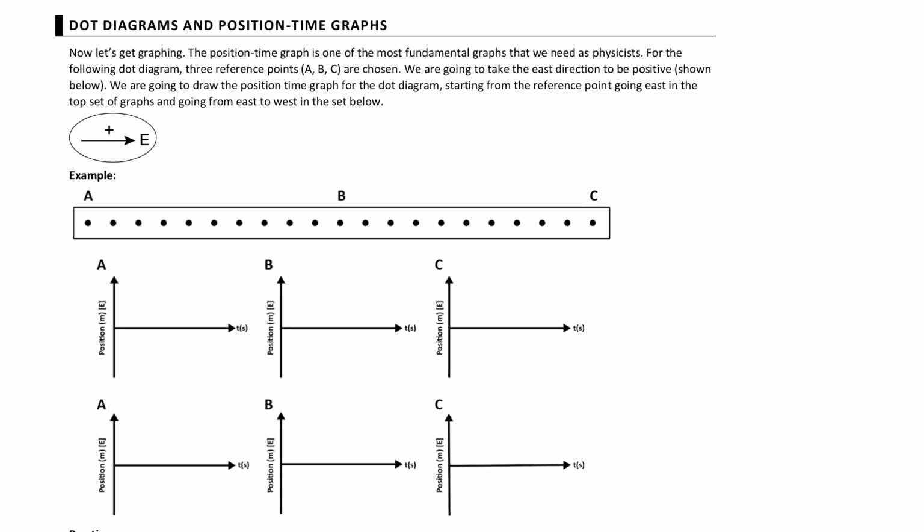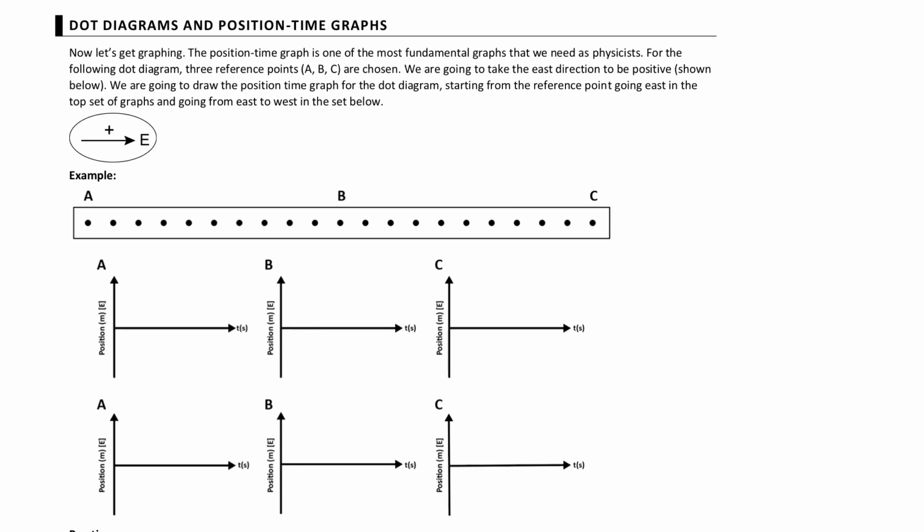Okay, dot diagrams and position time graphs. Let's get graphing. The position time graph is one of the most fundamental graphs that we will need as a physicist. For the following dot diagrams, 3 reference points, A, B, and C, are chosen. We are going to take the east direction to be positive, so that's shown here, so that's going to be our sign convention. We are going to draw the position time graph for the dot diagrams, starting from the reference point, going east in the top set of graphs, and going west in the diagrams below.